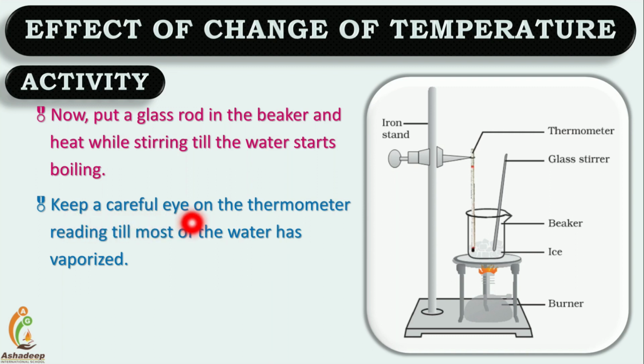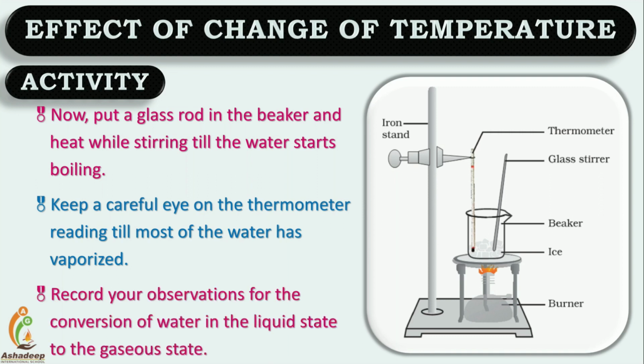Keep a careful eye on the thermometer reading till most of the water has vaporized. So you have to continuously check the reading of the thermometer till the ice gets converted to water and water converted to vapor. You have to record your observation for the conversion of water in a liquid state to the gaseous state. So you have to record this also. Here we have to start recording the readings of the thermometer, starting from the ice to water and water to gaseous state.